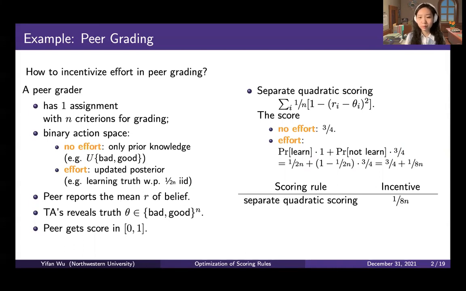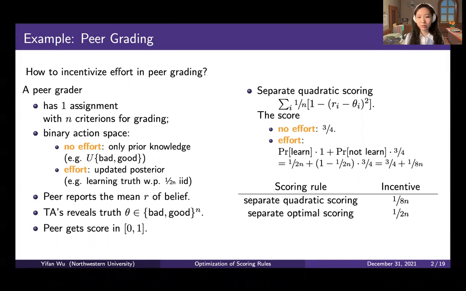The incentive given by a scoring rule is the increase in expected score by exerting effort. So the separate quadratic scoring rule is giving an incentive of 1/8n. So here's the problem. Suppose we have a lot of criteria for the peer to grade. That is, when n is very large, this incentive is very small. So the peer may not want to exert effort. Maybe she only wants to report her prior knowledge and have a very high expected score.